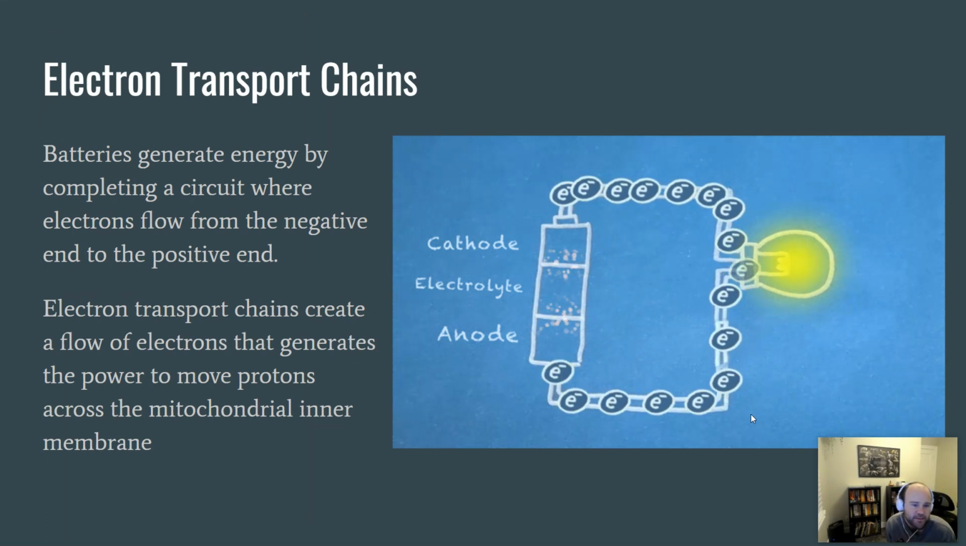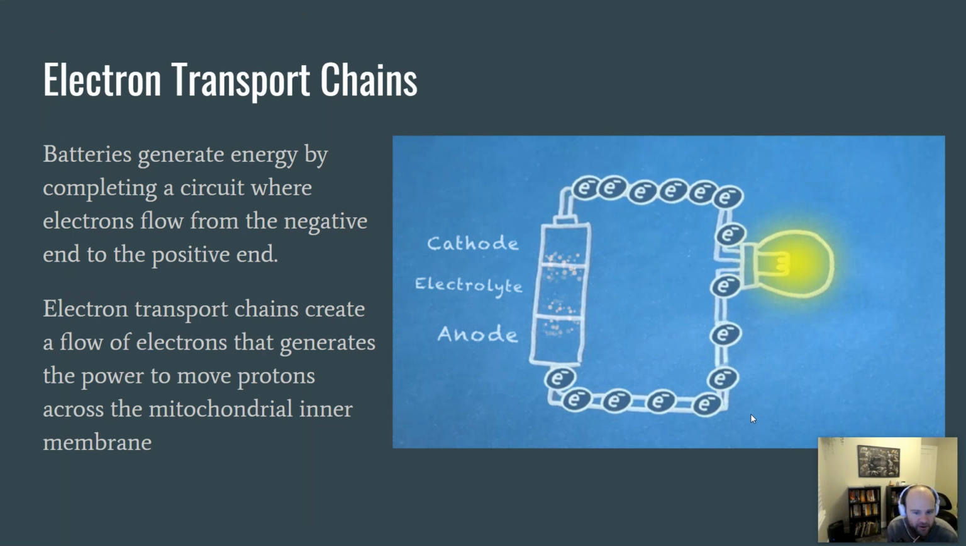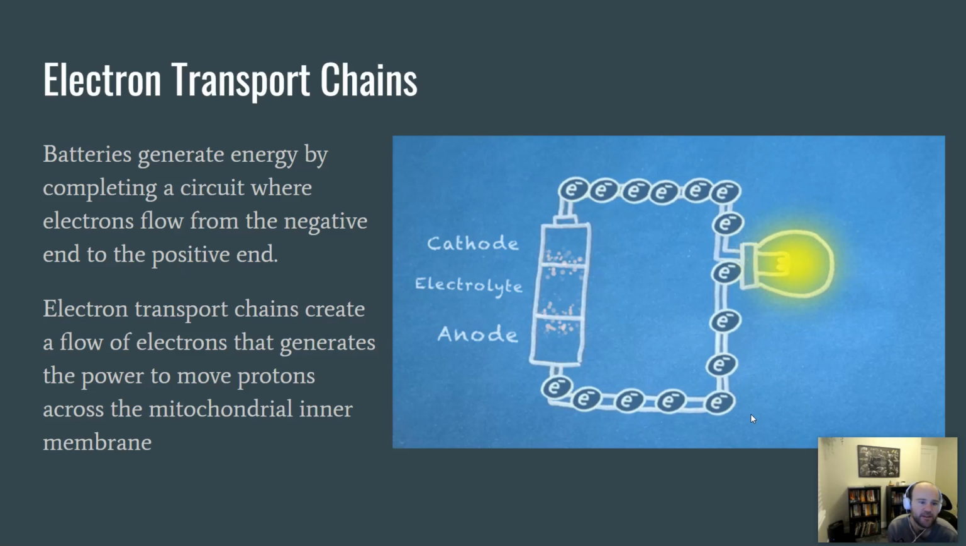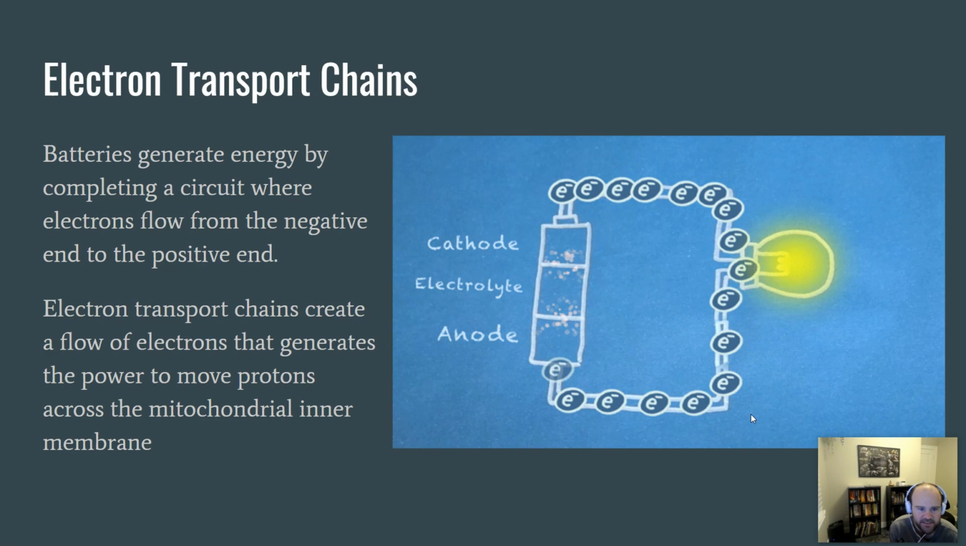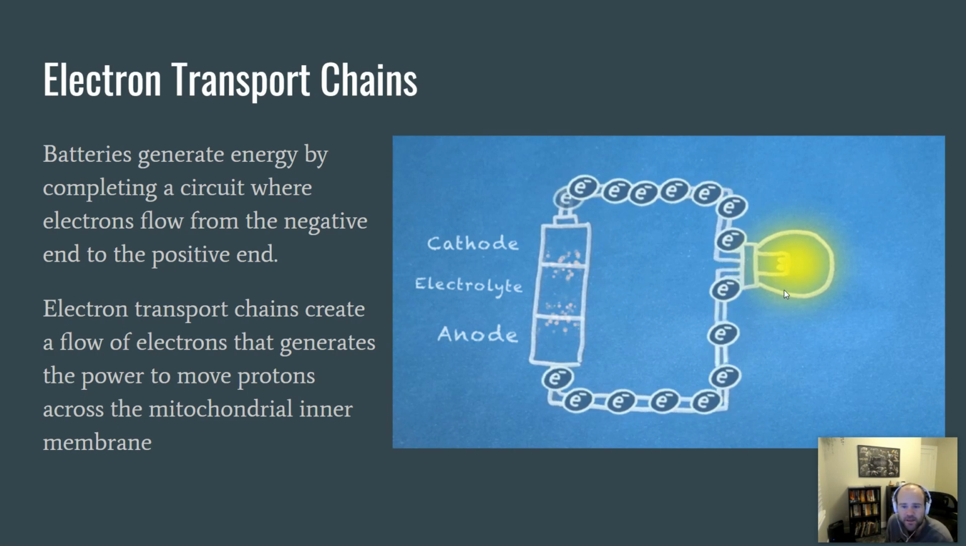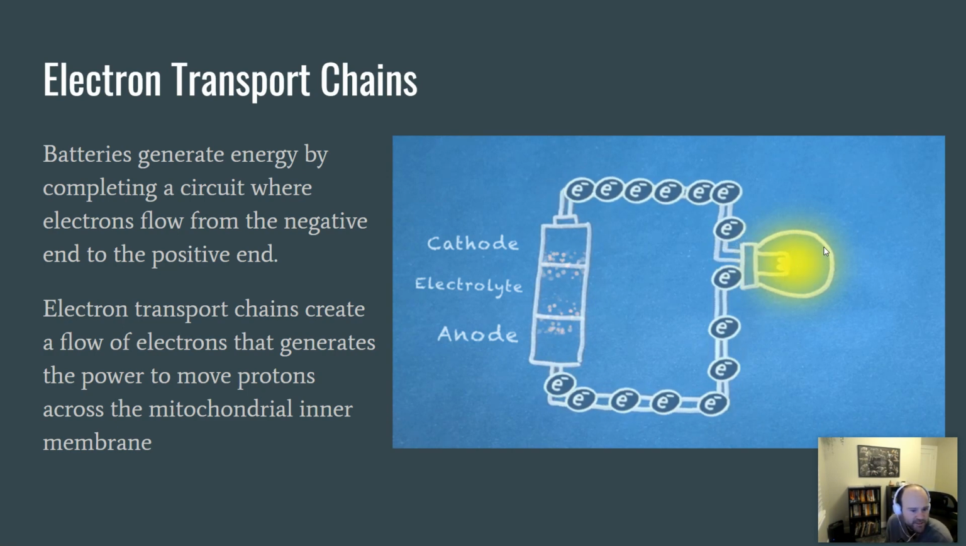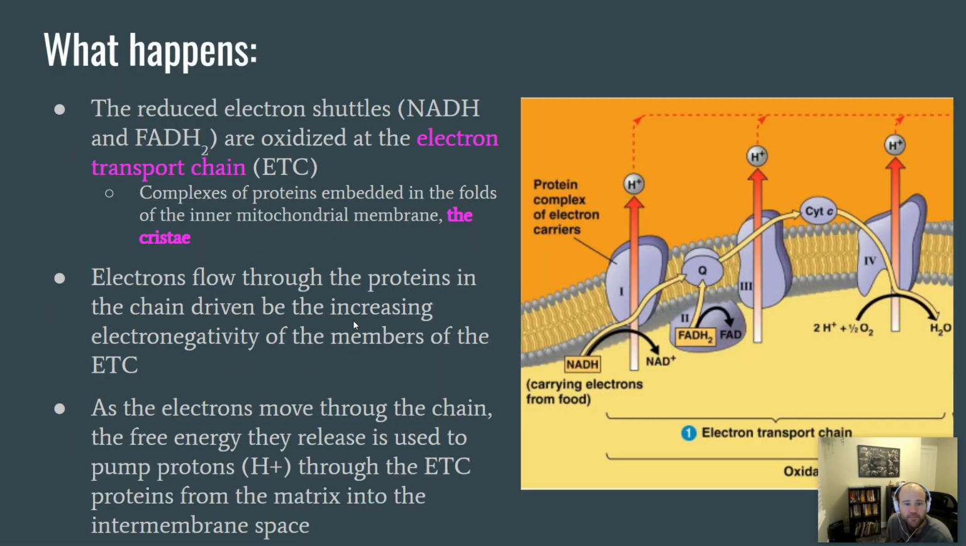So this works by the same principle as if you've ever hooked up a battery to a circuit. The negative electrons are flowing from the negative end of the battery to the positive end, and that flow is what's going to generate that electricity to, for example, power your light. Well, same thing here in the electron transport chain. These electrons are flowing through a complex of proteins, ending up in the production of water, and that flow is generating the power needed to move these hydrogen ions out of the matrix against their concentration gradient.